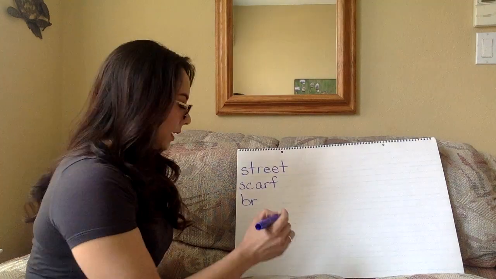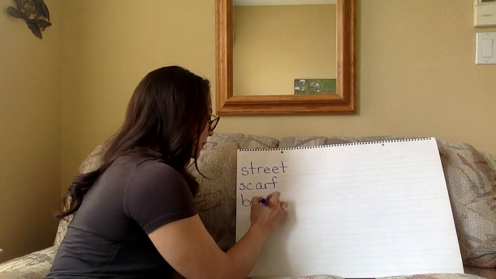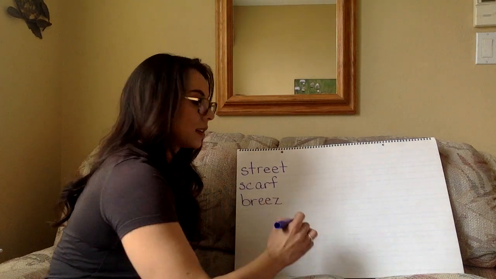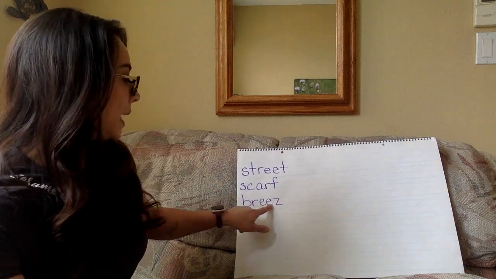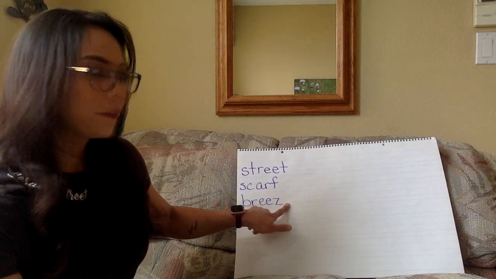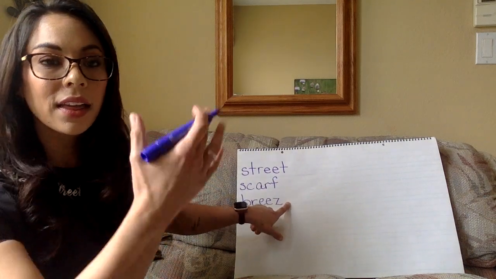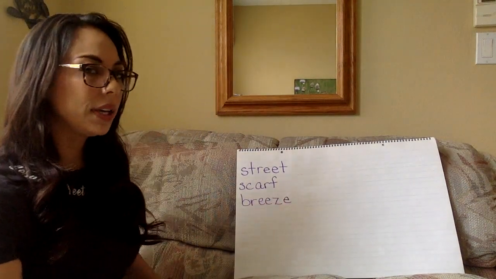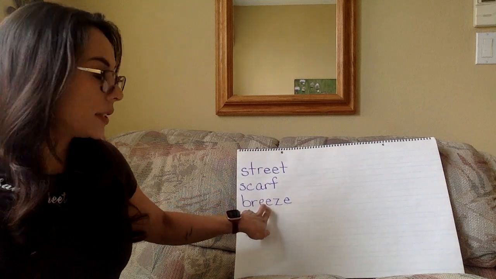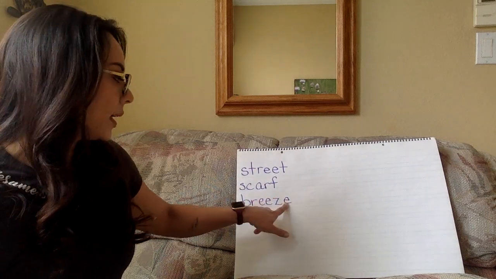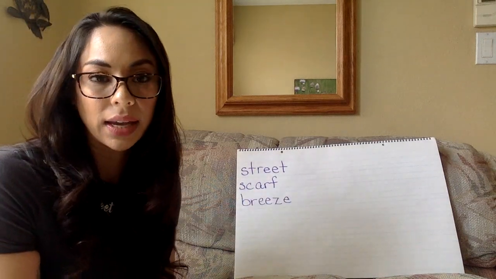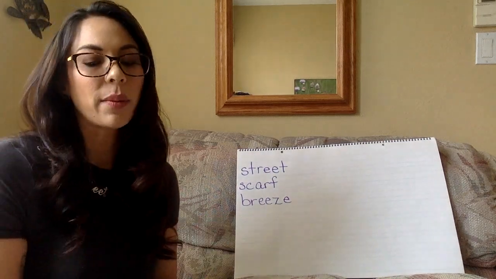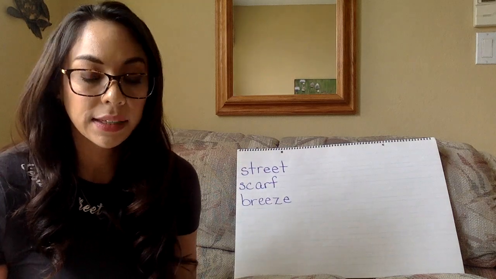Br, E, E, Z. Okay, breeze. For some reason, there's a bossy E at the end of this word. We don't need it because E, E together says E. But the word breeze has an E at the end, okay? So just remember that one, breeze. Good job. Okay. Ready for the next word?